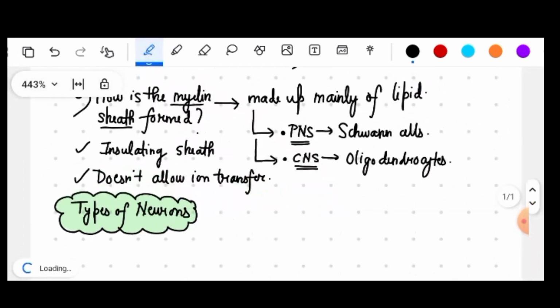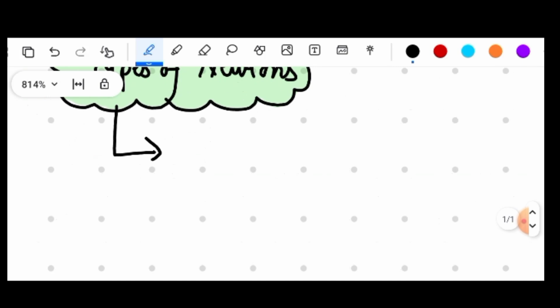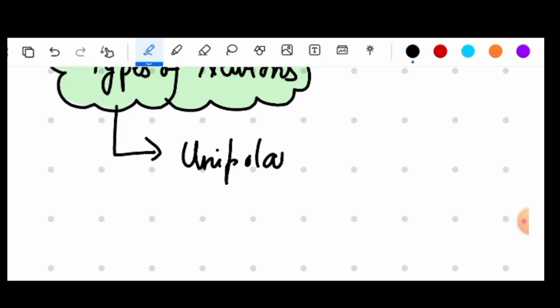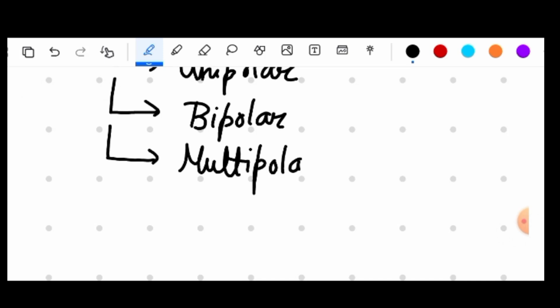Okay, types of neurons. You have the unipolar neuron, the bipolar neuron, the multipolar neuron, and the pseudo-unipolar neuron. So, there are four types of neurons. The unipolar one, the bipolar, multipolar, and the pseudo-unipolar neuron.